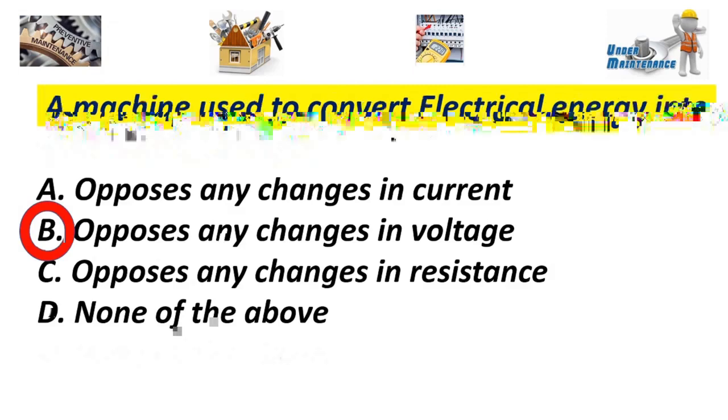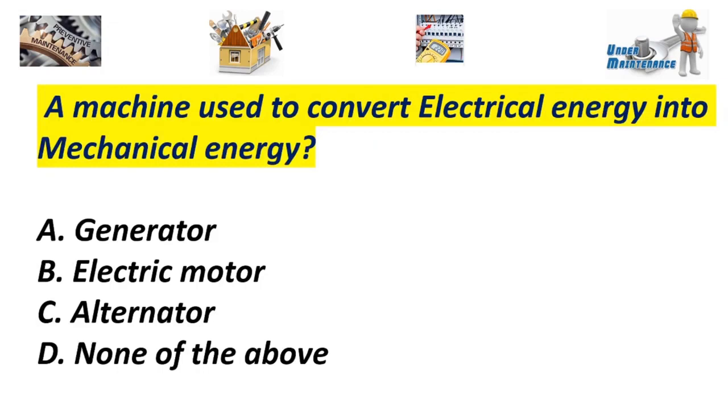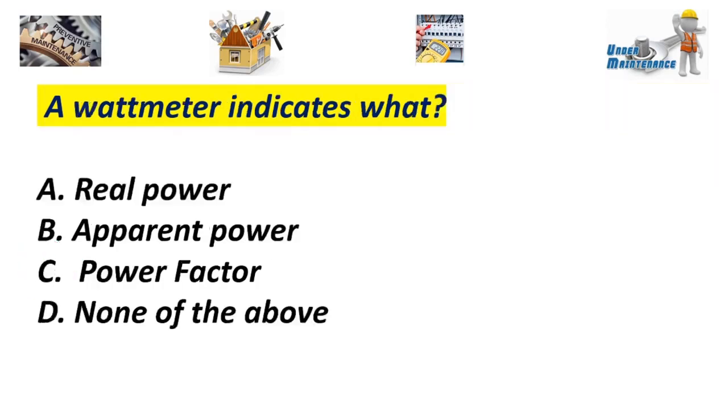A machine used to convert electrical energy into mechanical energy. A. Generator. B. Electric motor. C. Alternator. D. None of the above. Answer B. Electric motor.